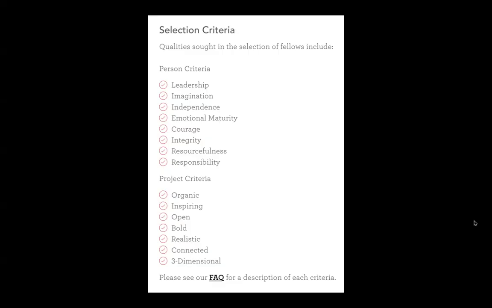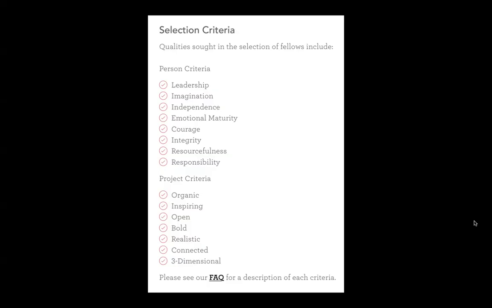But you see other criteria: imagination, independence, of course, emotional maturity. If you're going to be on your own for an entire year, not being able to come home because you feel all of a sudden homesick, courage, integrity, resourcefulness, obviously, responsibility. And then specific criteria for the project.